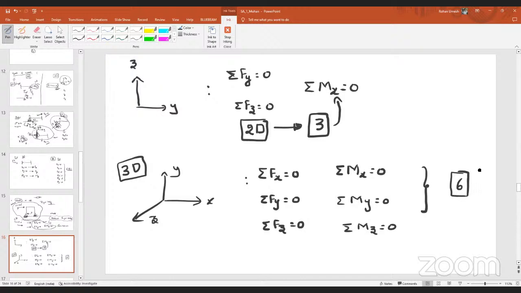One more point: tell me, what is the point of writing these equations? What is the use of writing the equations? Why should I write these equations first of all? What is the use of these equations in the analysis part?